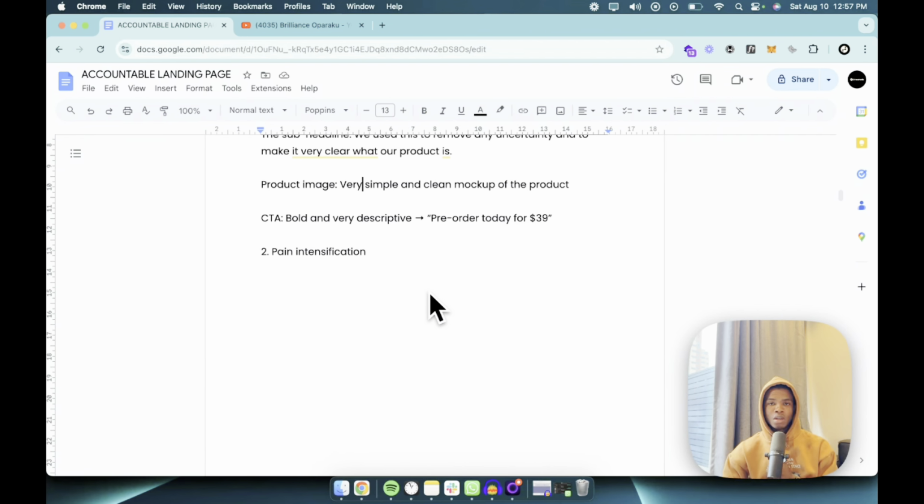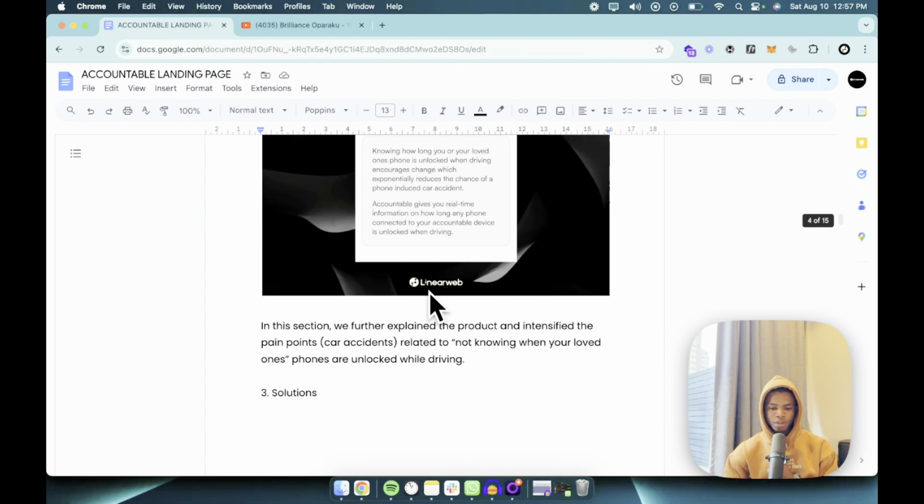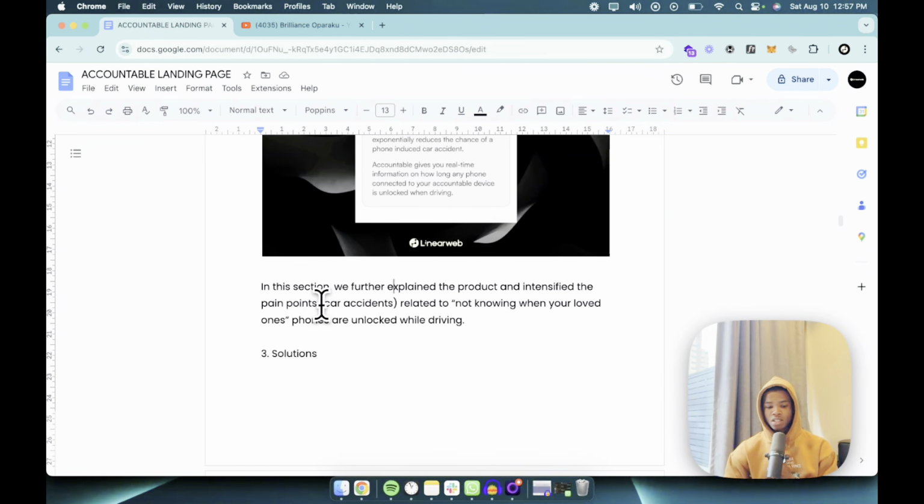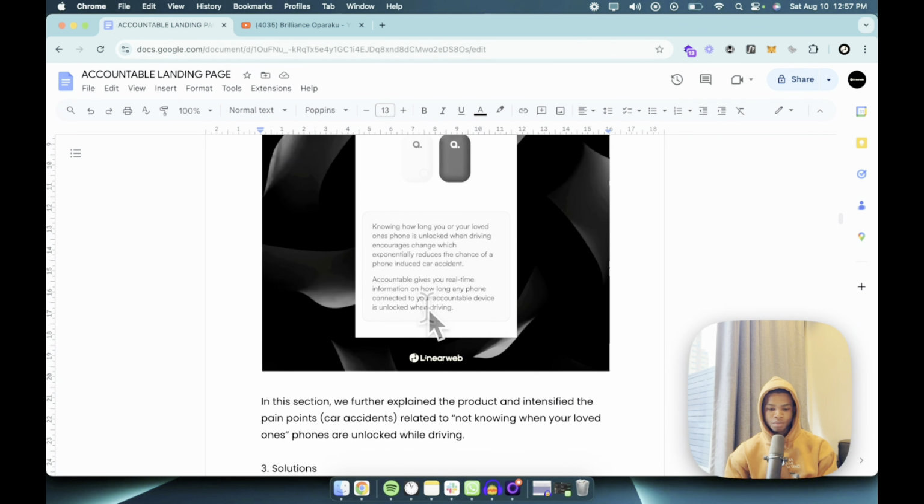Now the next one is the pain intensification. In this section, we further explain the product and intensify the pain points, which is car accidents for the most part, related to not knowing when your loved one's phone is unlocked while driving.